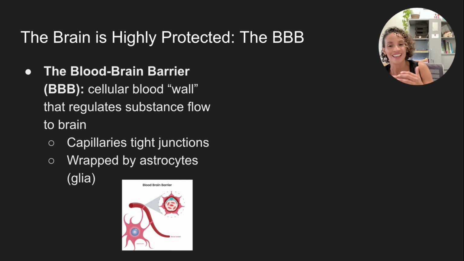And in addition to that, around those blood vessels, those capillaries, we have an extra layer of astrocytes, which again are glial cells, so the other cells of the nervous system that aren't neurons. And so glial cells, in this case astrocytes, so star-shaped glial cells, add another layer to this blood-brain barrier. And what's the point of this? To keep the brain protected from foreign substances.